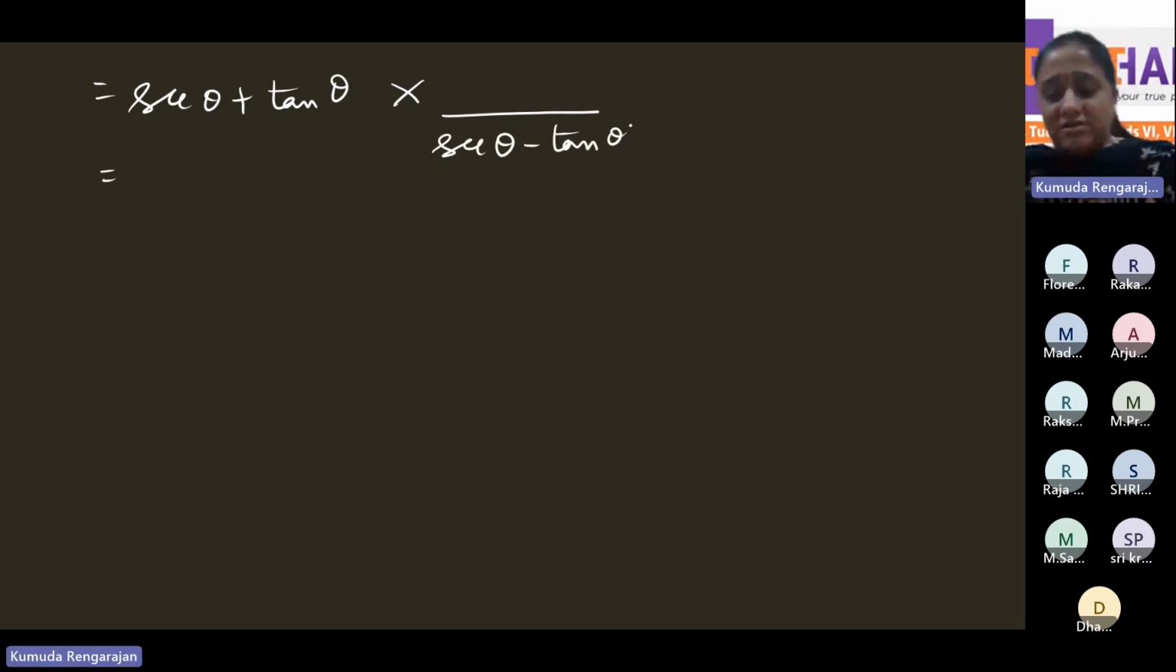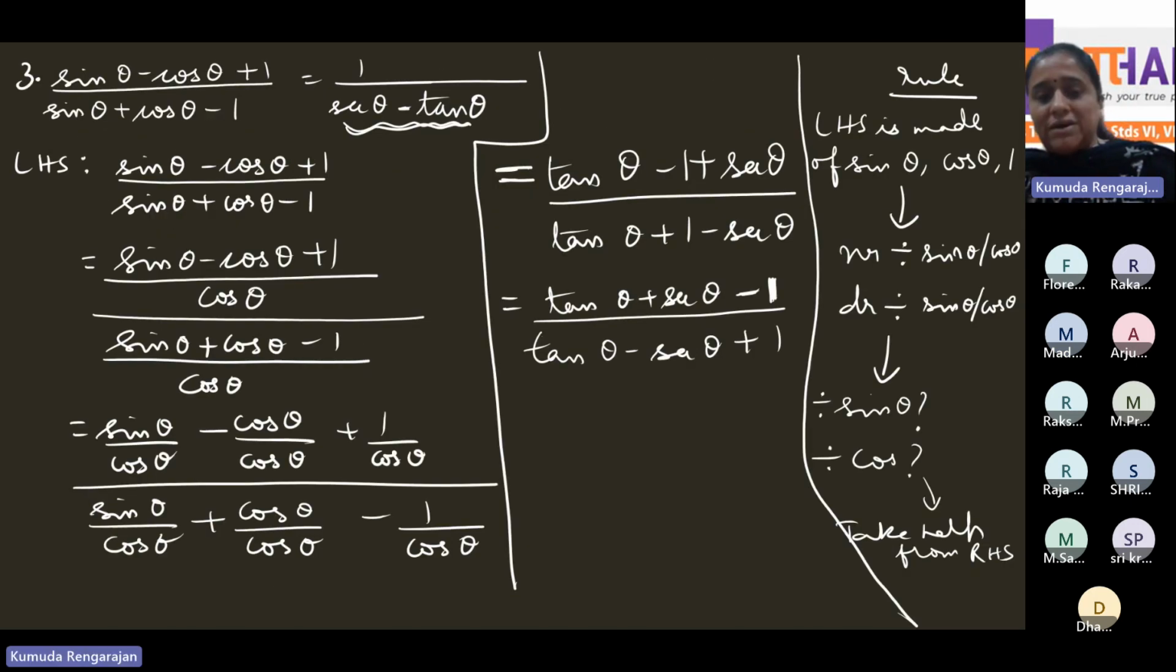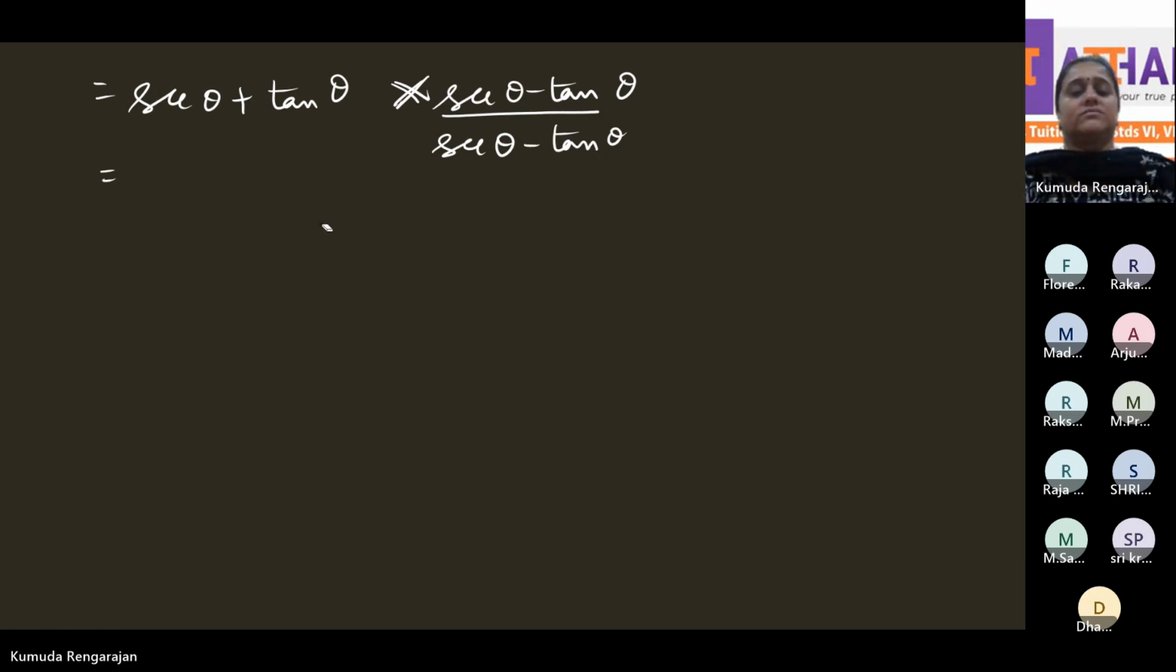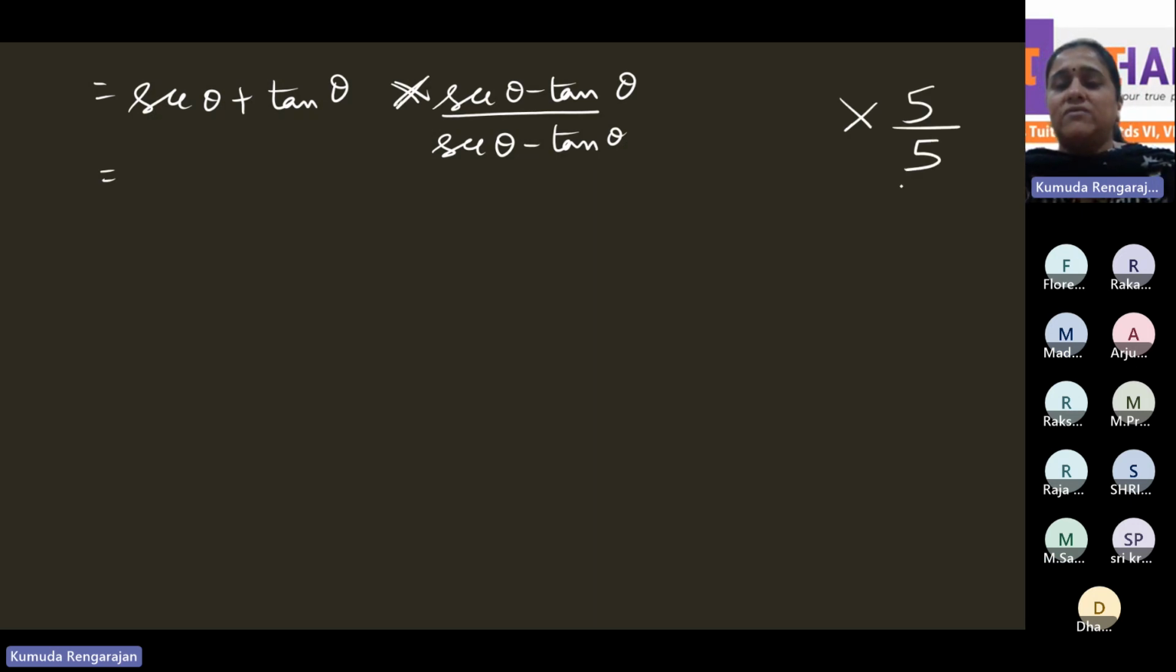Secant theta minus tan theta, right? Go back there and see. You want secant theta minus tan theta. So you multiply and divide by secant theta minus tan theta. It is like you're multiplying by 1. Yes or no, children? Yes, ma'am. So you're multiplying and dividing by the same thing. It's like when you multiply by 5 by 5, it means multiplied by 1. So you're not changing the value of the expression.